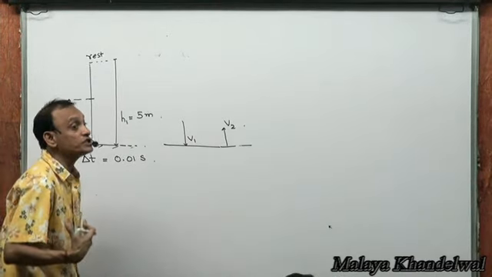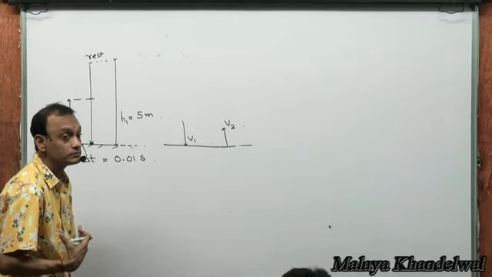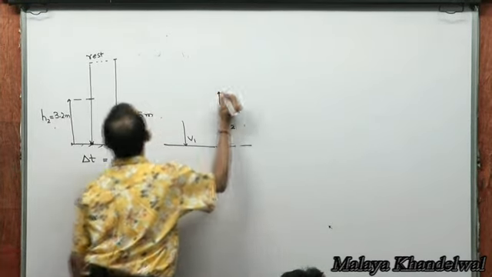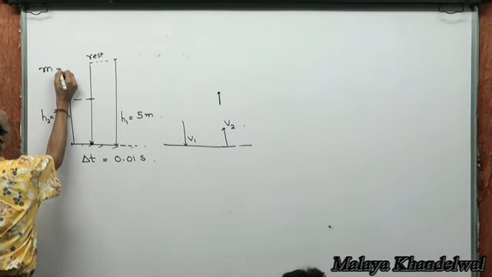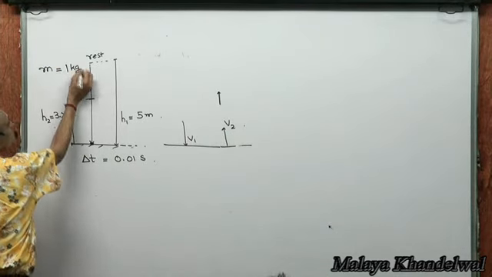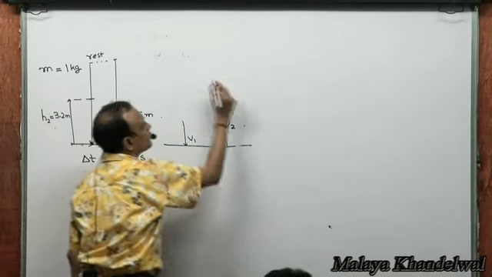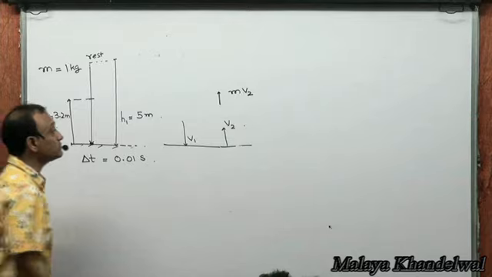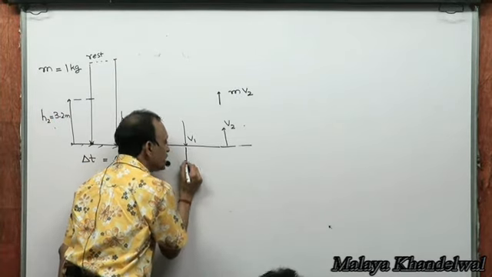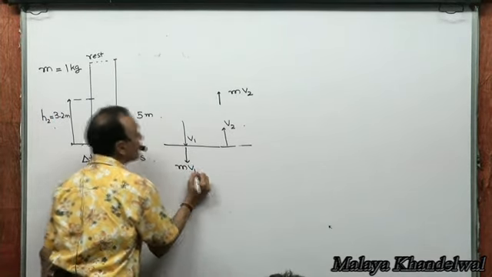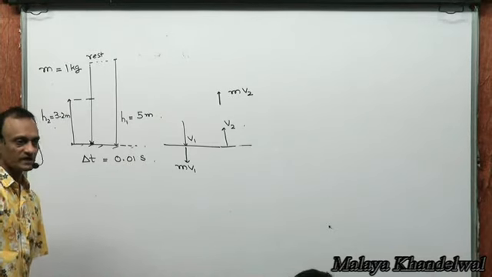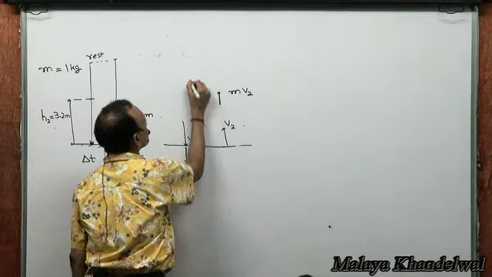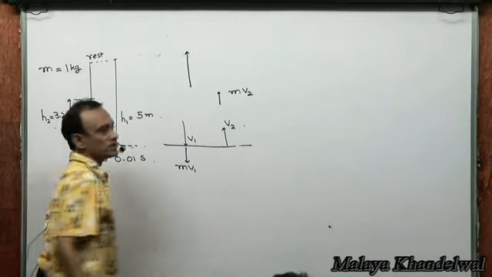Now, there is change in linear momentum in the particle. Right? The final linear momentum is, let's say the mass of the particle is 1 kg, mv2 upwards. The initial linear momentum is mv1 downwards. Yes or no? Suppose the upward direction is positive.